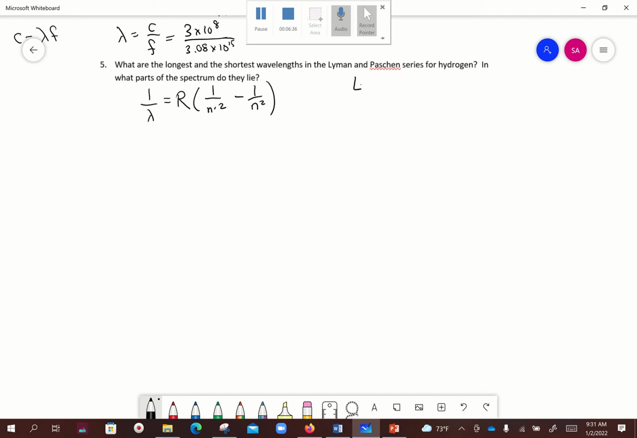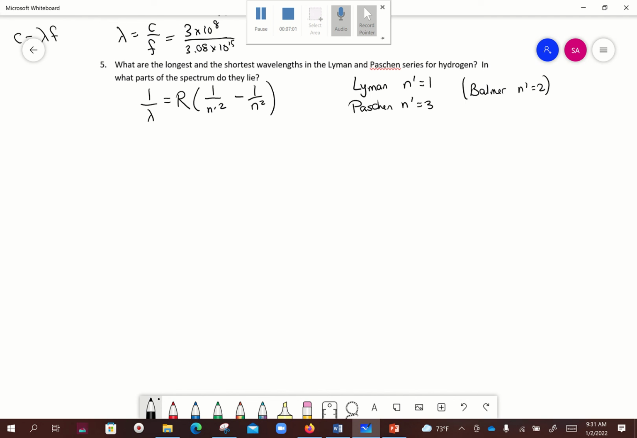So we have the Lyman series where n prime is 1. The Paschen series, n prime is 3. And of course the Balmer series, which we're not asked about here, where n prime is 2. Okay, so we want to know what's the longest and the shortest wavelength in each of those series and which part of the spectrum do they lie in.